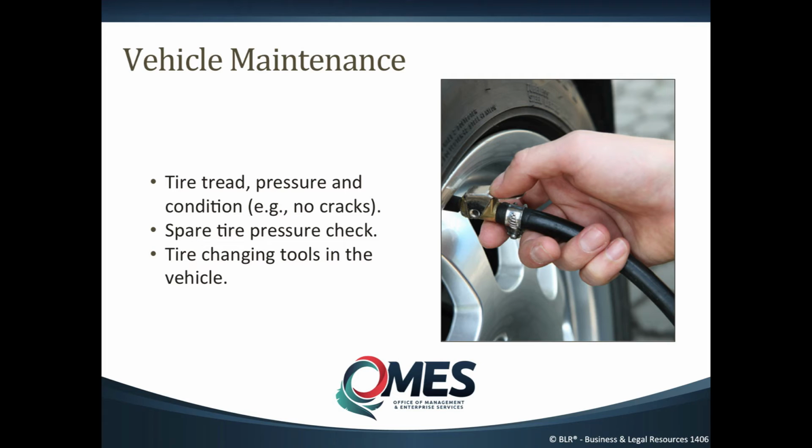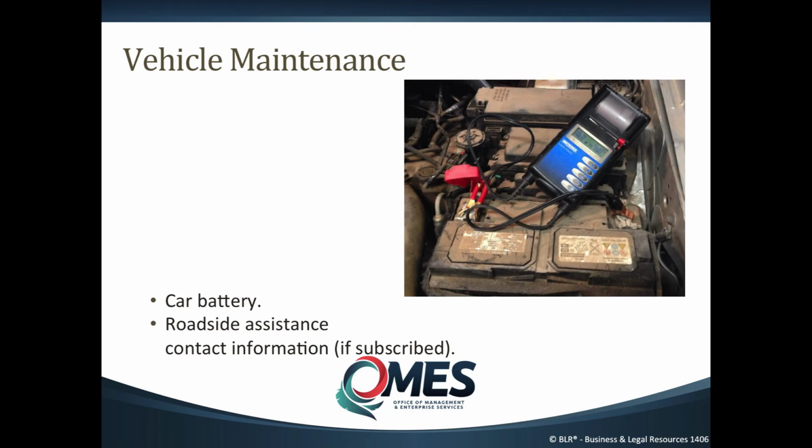Make sure there are no cracks or embedded nails, screws, or other foreign objects. Check the tire pressure too, then go to the back of the vehicle and check the spare tire. Ensure it's inflated and the changing tools are available. You don't want to have to find out that they're missing items once it's too late. In addition to checking under the hood, also check the battery connections for corrosion. Lastly, familiarize yourself with the roadside assistance policy specific to your agency.